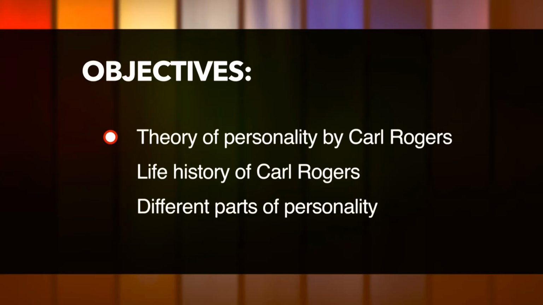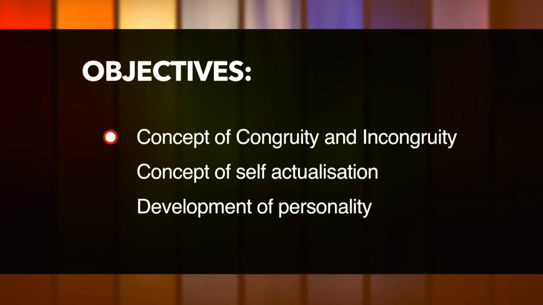And the objectives of the theory are to know about the theory of personality by Carl Rogers, to get acquainted about the life history of Carl Rogers, to know about the different parts of the personality, to get familiar about the concept of congruity and incongruity, to explain the concept of self-actualization, to know about the development of personality.